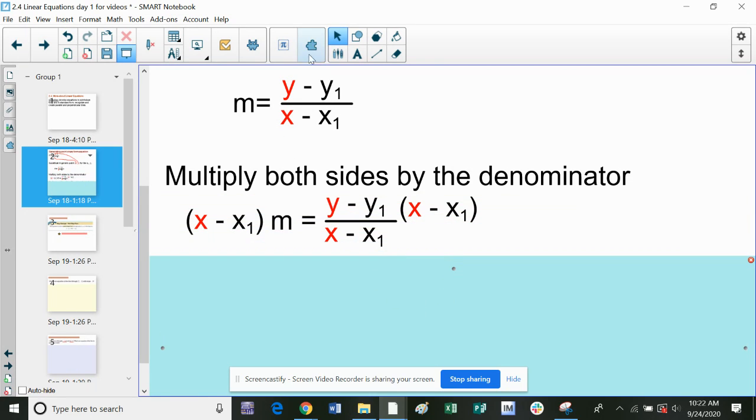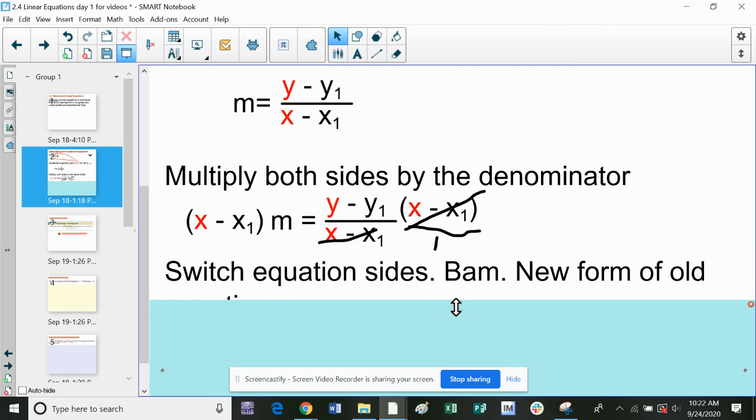When I do that, it looks a little bit messy. That's okay. We're used to messy. Understanding that this is over 1, then this will simplify with that. So my reason for that now is that everything is on the same level. I don't have any denominators anymore. Now here is my x minus x1. That was my denominator there, so I multiplied both sides by that. Notice I use parentheses because I want to keep that quantity together while I'm multiplying.